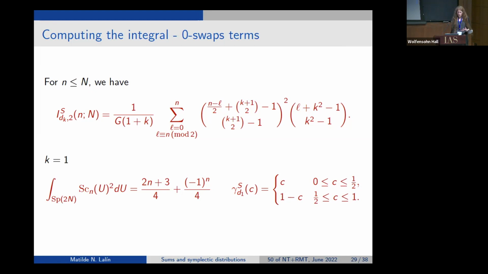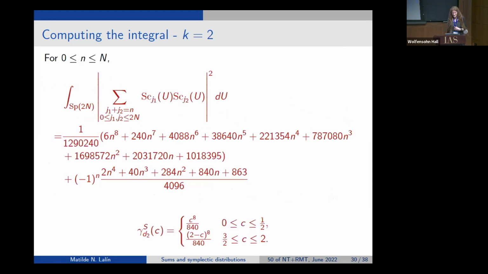And for fun, we did k equals 2, just to get an idea of how ugly it is. But this is not the whole story, because this is only the zero subterm. So we are missing something here. Okay, so this formula is between 0 and 1/2 and 3/2 and 2. There is some symmetry there that we can exploit, but we're missing what's happening in the middle. So this is still in progress.